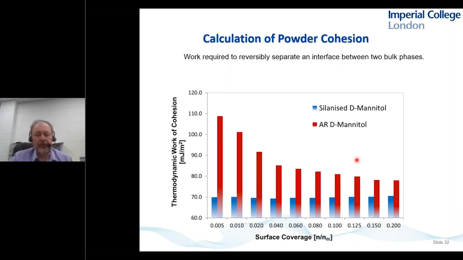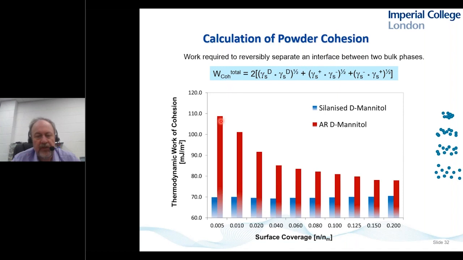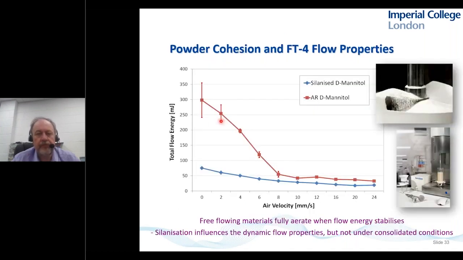And of course, because the as-received material has a higher energy, it has higher work of cohesion. So that's what we'd expect, and that's a predicted result. So the first thing we want to know is, I've got these two powders, so how do they behave? The first thing we did was a powder cohesion experiment using the FT4 powder rheometer.